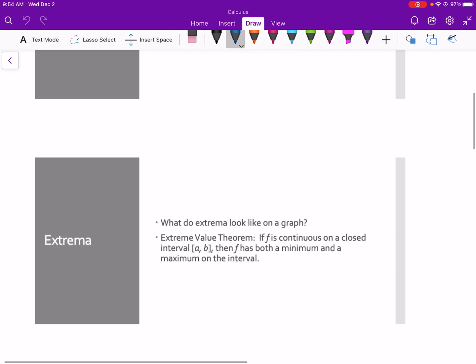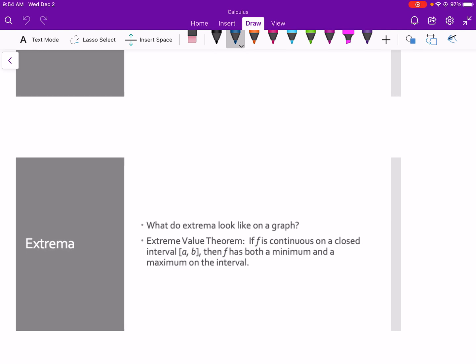So on a graph, extrema, maximums and minimums will come at bumps in the curve. For example, if we have a curve that looks like this, if it goes on forever and ever, realize that there are no absolute maximums and minimums, but we have a local maximum here and a local minimum here. It's where it will change from increasing to decreasing or decreasing to increasing.